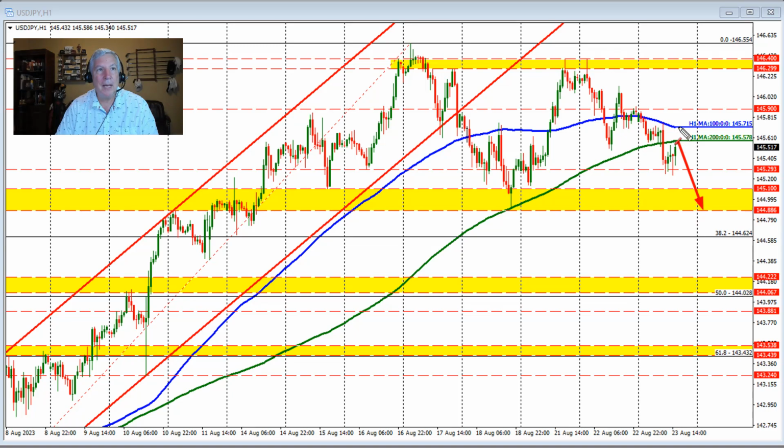But if the price should move back above the 200-hour moving average, get back above the 100-hour moving average, that would take all the bets off for any sort of bearish price action in this currency pair. So watch those moving averages. Those will be the key for traders today.